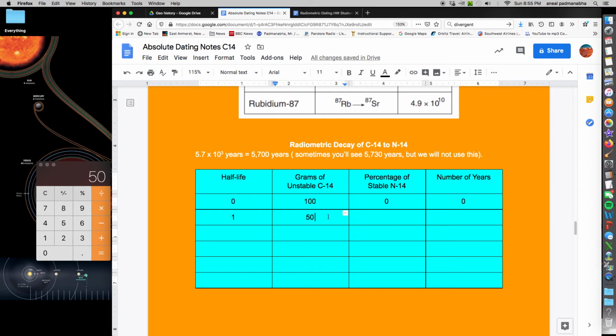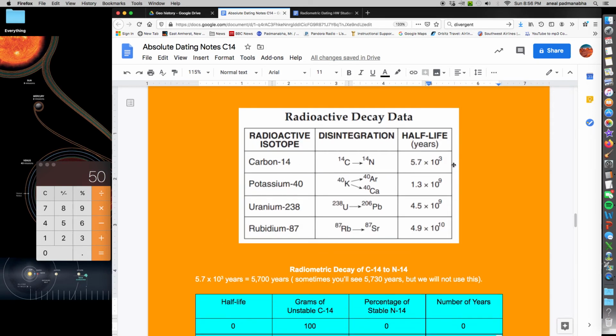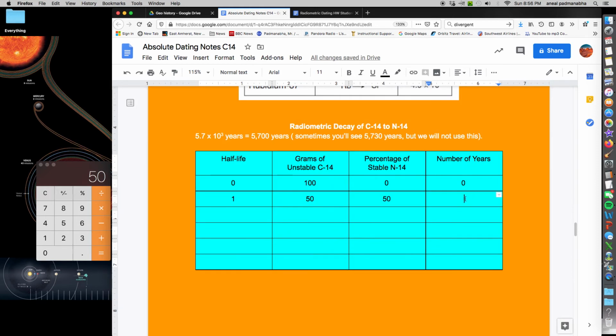So what happened to the other 50? The other 50 became the stable nitrogen. So how do we do this one? Well, we start off with 100, and 50 went over to the other side. So now we have 50 and 50. How long did that actually take? Well, that was one half-life, and it tells us right here one half-life takes 5,700 years, so that actually took 5,700 years. Notice if we add 50 plus 50, it gives us 100, which should be our parent, where we started from.